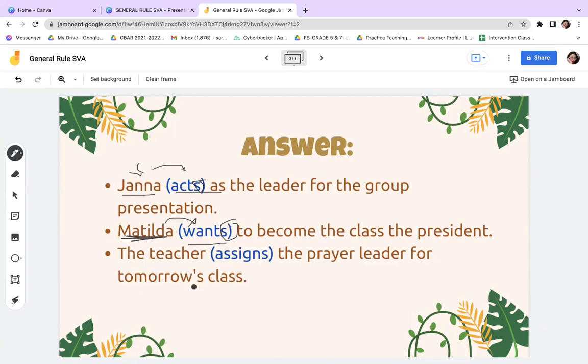And for the last one: the teacher assigns the prayer leader for tomorrow's class. So you have the singular subject teacher, then the singular verb assigns, which ends with S. So singular subject takes singular verb. Okay, so that should be clear.